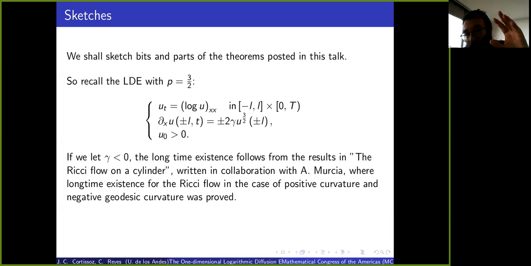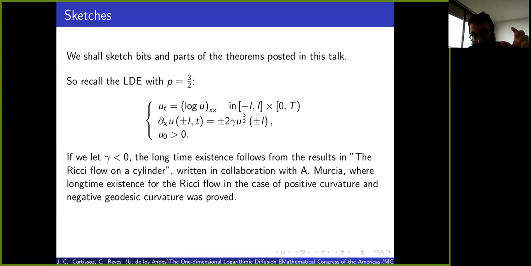The arguments for the proof of this use some comparison arguments, using the maximum principle on something called the potential function that was introduced by Hamilton himself in his paper on the Ricci flow on surfaces. Okay, so you have some little extra problems because you have to deal with boundary conditions that also mess things up, but then it worked out in this case.